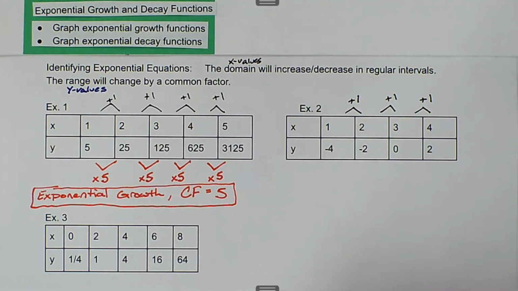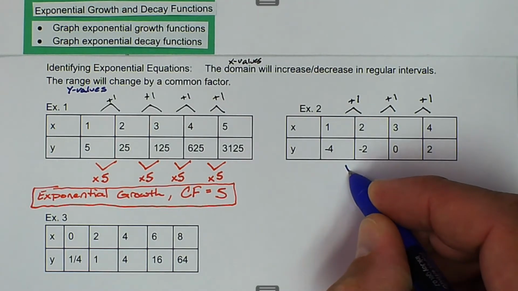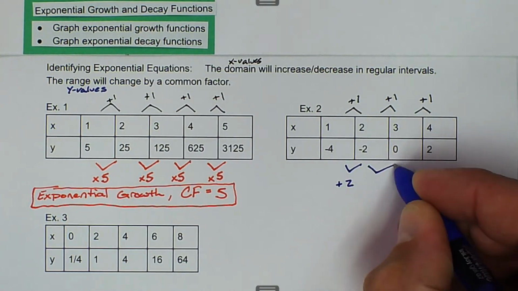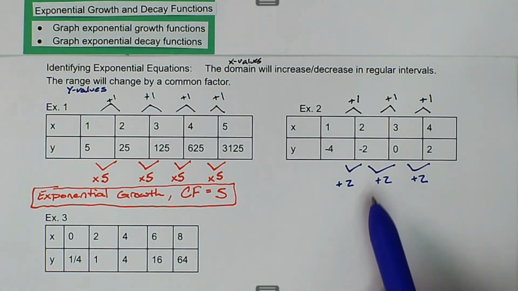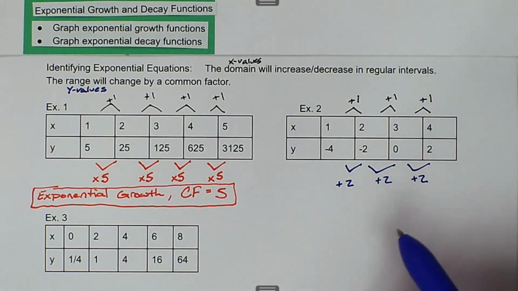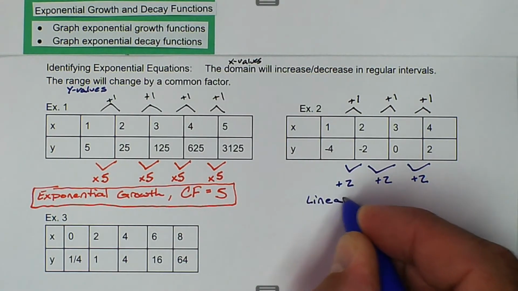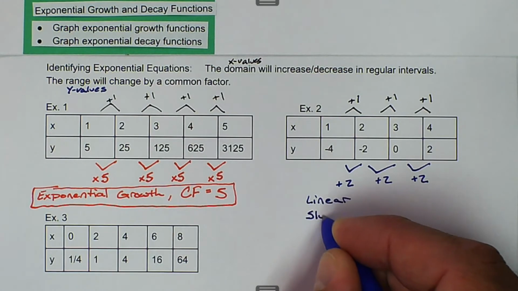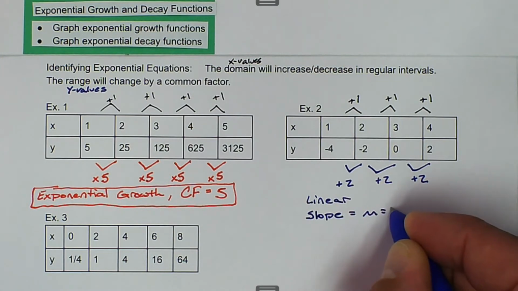Then we're looking at our range, and to go from -4 to -2, this is going to be plus 2, so we're adding 2. From -2 to 0, we're going to add 2. And from 0 to 2, we're going to add 2. So in this case, we are not multiplying by a common factor. So really, this is not exponential, but this is linear. And in this case, we're not talking about a common factor, but we know that the slope, or m, is equal to 2.